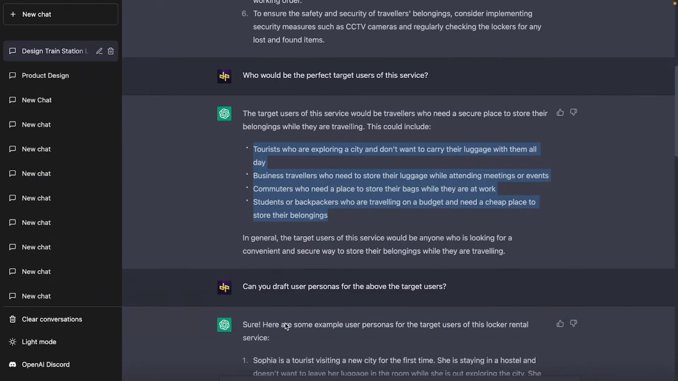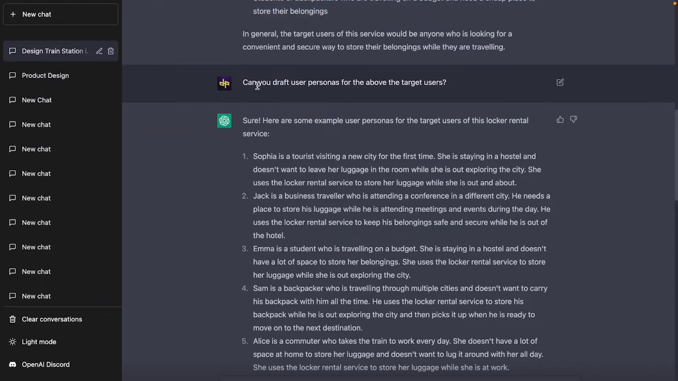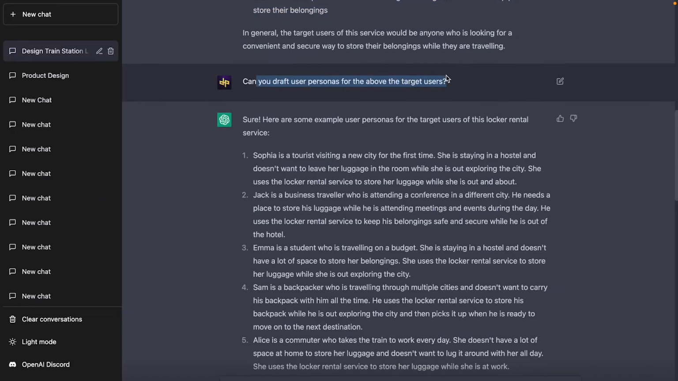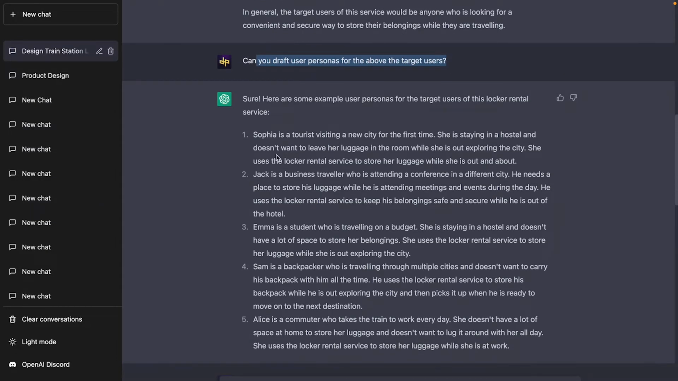Now, coming back to ChatGPT, I asked ChatGPT, can you draft user personas for the above target users? All right. Now, let's look at these in detail. Sophia is a tourist visiting a city for the first time. She's staying in a hotel and doesn't want to leave her luggage in the room while she's out exploring the city. She uses a locker rental service to store her luggage.